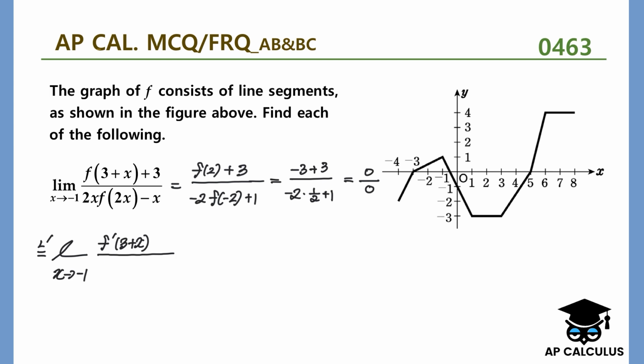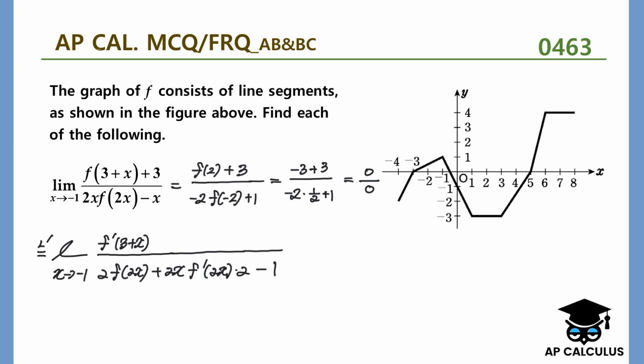Denominator, we're going to have to apply the product rule here, right? It's 2x times f of 2x. So derivative of 2x, that's 2. We have f of 2x plus we have 2x, and the derivative of f of 2x, that's going to be f prime of 2x times the derivative of 2x, that's 2, right? And minus the derivative of x, that's 1, right?